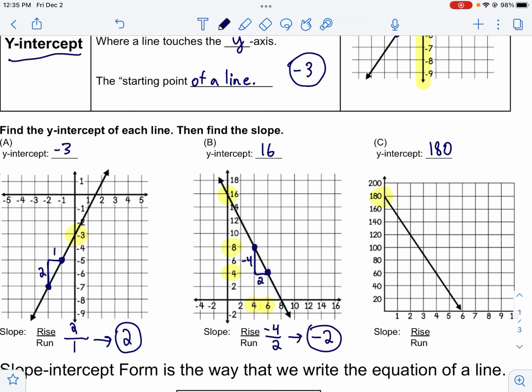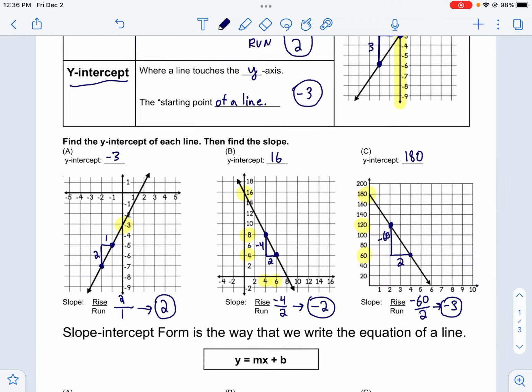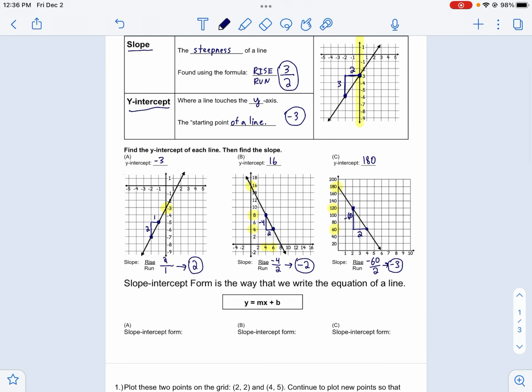And finally, for line C, if we pick 2 points, you might notice this time it goes down 3 boxes and over 2 boxes. But again, the boxes aren't going by 1. So if we do 120 minus 60, we can see that this went down 60. Across the bottom, it goes up by 2. So our rise, how much we went up and down, is -60 over our run of 2. If you put that on your calculator, you'll see -60 divided by 2 gives a final answer of -3.